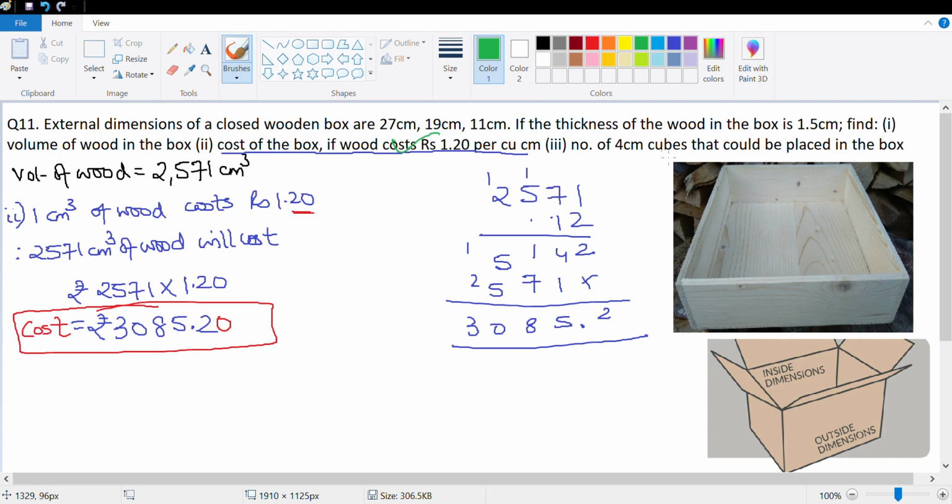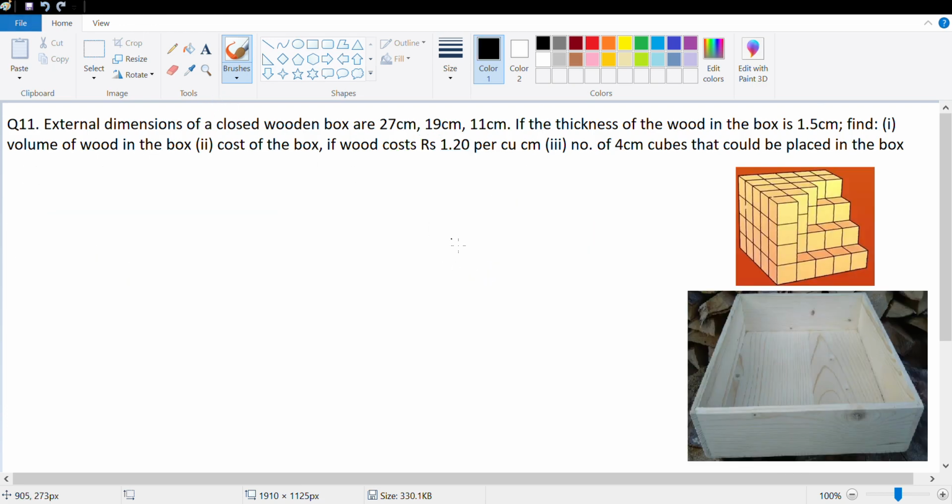Number of 4 centimeter cubes that could be placed in this box. So let me just look at a new photograph. It'll make my life easier to understand. Okay. So same question. I have put basic dimensions here of boxes. Notice that these are small boxes which have been put in a bigger cube.